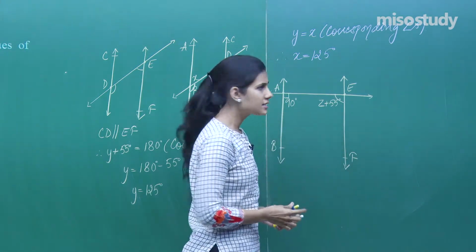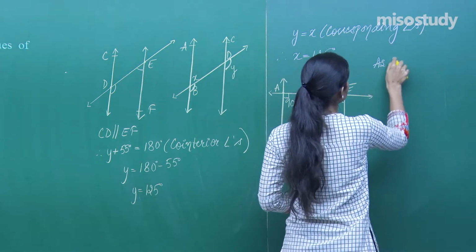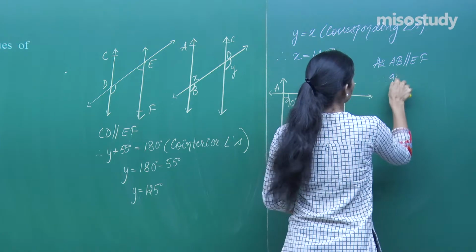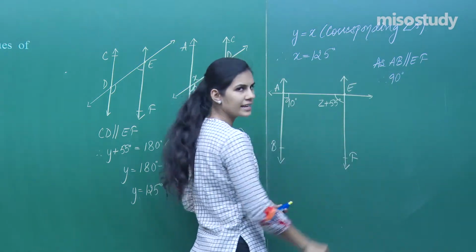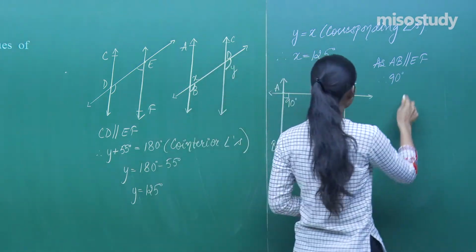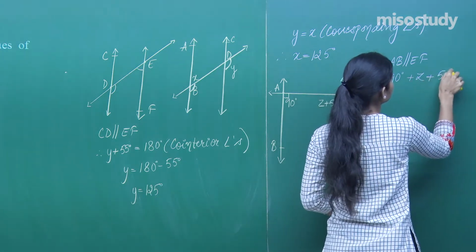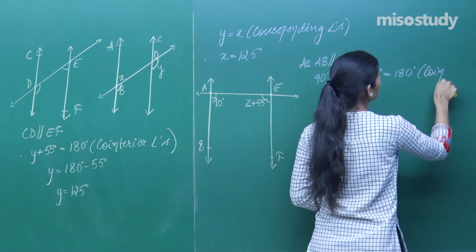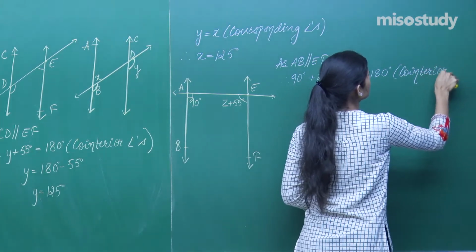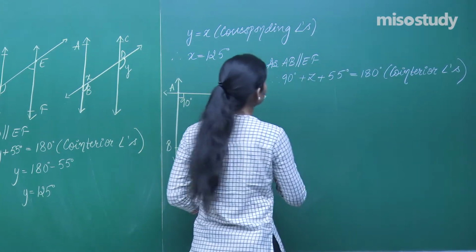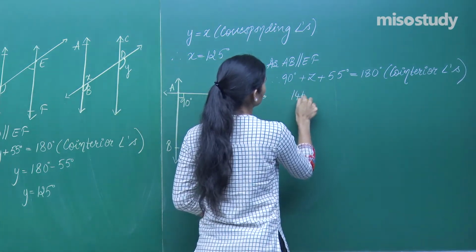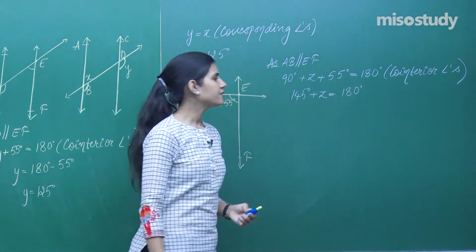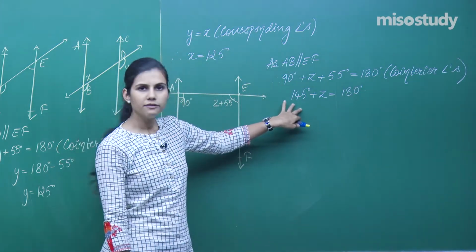plus 55 degrees. So I have as AB is parallel to EF. Therefore, this angle plus this angle is 180 because they are forming a pair of co-interior angles. Okay, reason being co-interior angles. So I have what? This is what I have because 90 plus 55 is 145.